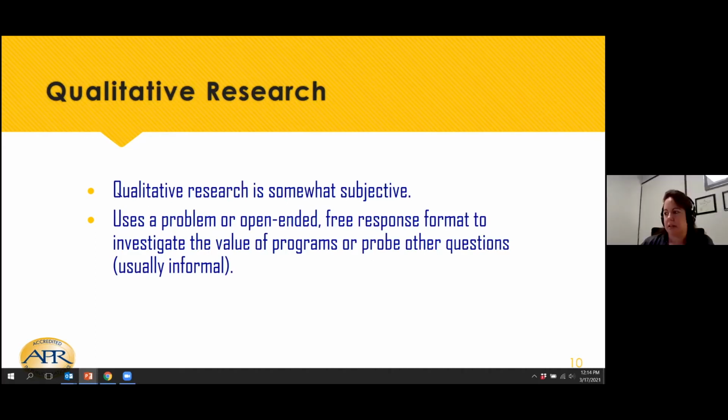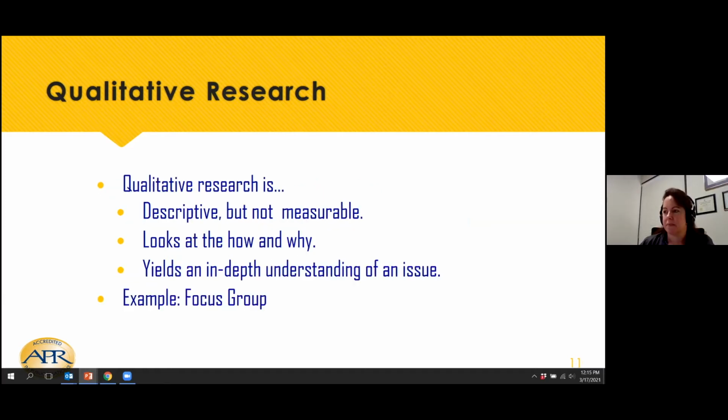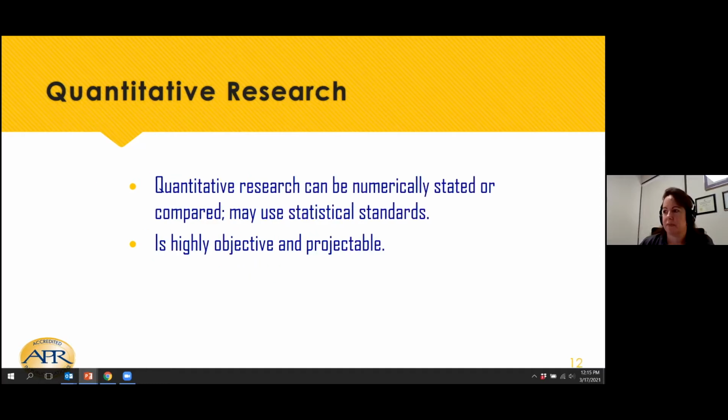Qualitative research is somewhat subjective. It uses a problem or an open-ended free response format to investigate the value of programs or probe other questions, usually informal. And Jay's example with Habitat was just this type of research. They were trying to find out how people viewed their programs. Qualitative research is descriptive but not measurable. It looks at the how and why and yields an in-depth understanding of an issue, as he explained, and a focus group is a good way to do some qualitative research.